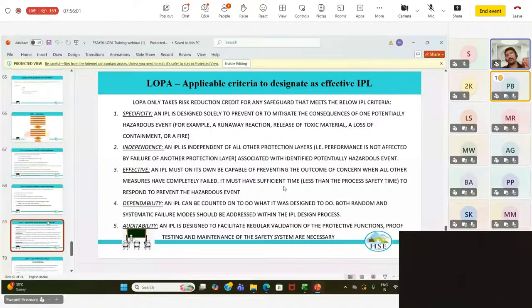And the same applies if the mitigation layers are able to meet these criteria, as we discussed earlier, then you can designate it as an IPL.